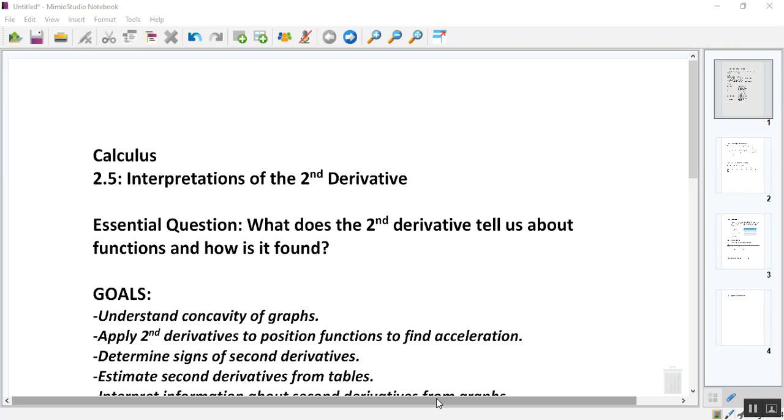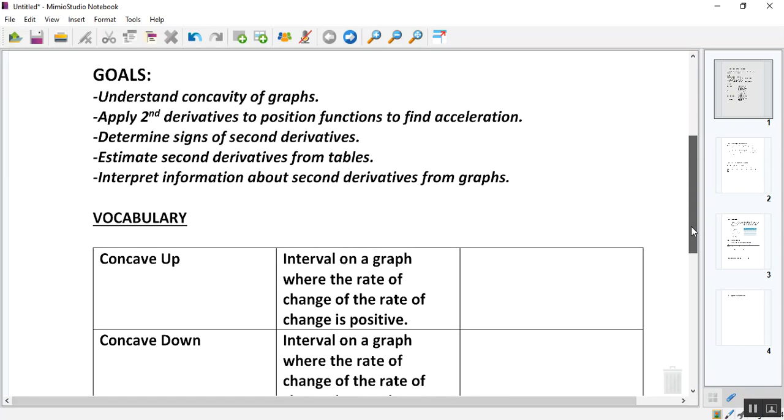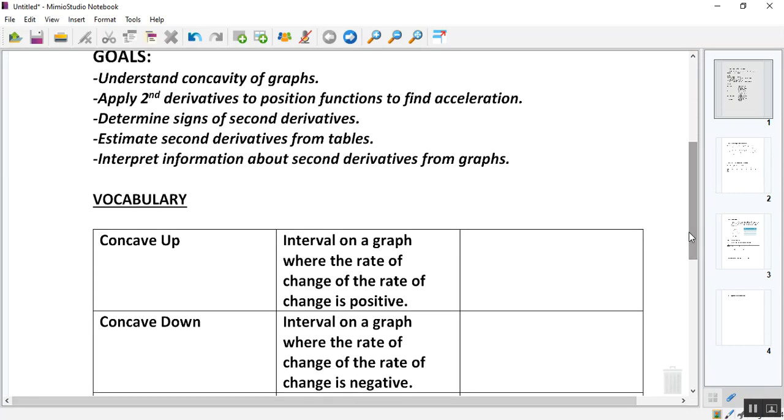Okay. So goals today, we're looking to understand concavity of graphs. You guys remember talking concave up and concave down? Remember when I said if it's shaped like a cup, it's concave up. If it's shaped like an umbrella, then it's concave down. Okay. So we're going to try and understand that concavity of graphs again.